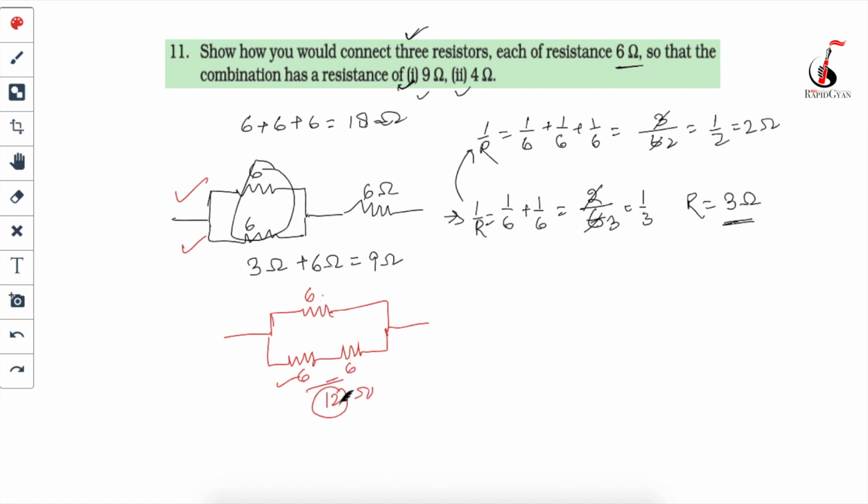And now this 6 and 12 ohm are in parallel. So I will get 1 upon 6 plus 1 upon 12. My LCM will be 12. This is 2 plus 1, which is equal to 3 upon 12, that is 1 upon 4. So the equivalent resistance will become reciprocated, means 4 ohm. So I got my second answer also. So these are the two answers. In the first case, you will have to connect two resistors in parallel and one in series. In the second case, you will have to connect two resistors in series, and then make that parallel with the third resistor. Hope you guys understand this.